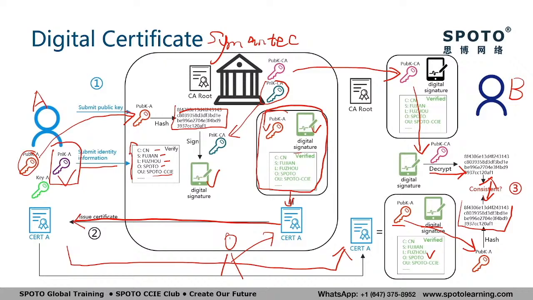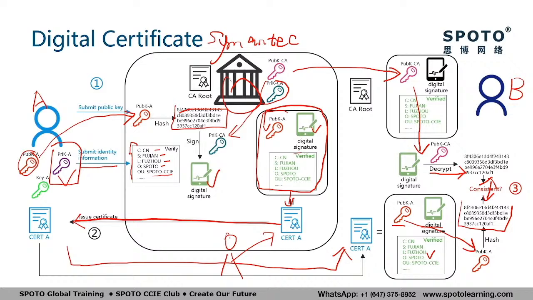Then you might be wondering, what if someone in the middle creates a digital certificate by themselves? Then what happens? The answer is yes, they can. They can create a digital certificate by themselves, but it will not work. Why? Because the digital certificate needs to be verified and digitally signed by a CA over here.